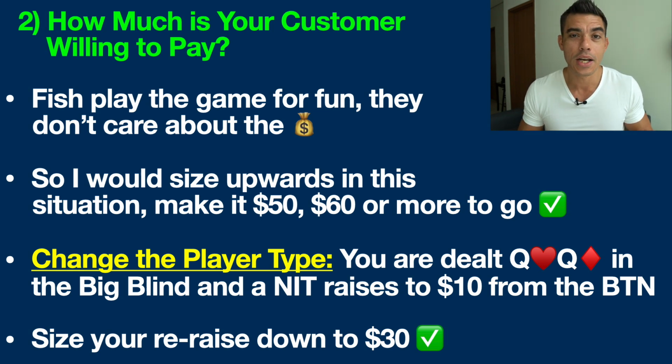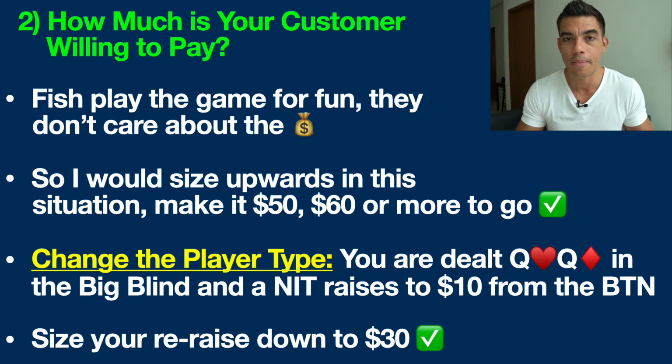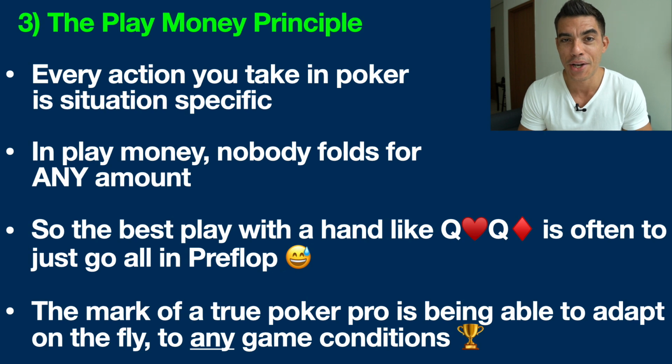So guys, you need to understand that being able to calculate the right bet size for your specific games, for the player that you happen to be looking across the table at in this particular hand, that is the most profitable bet size. And now I want to talk about an extreme scenario just to truly bring this point home for you guys. And that is something I call the play money principle.